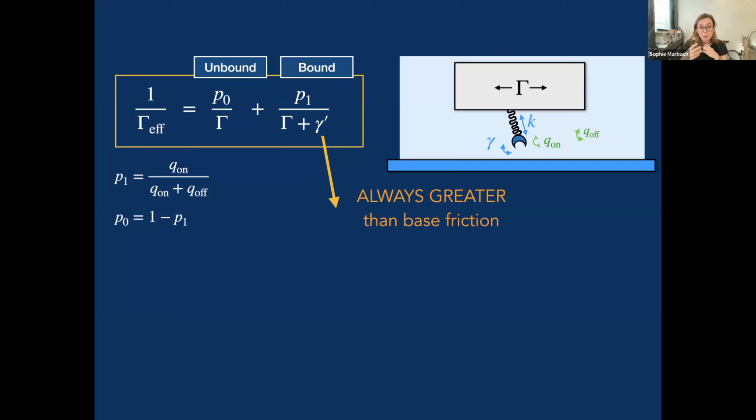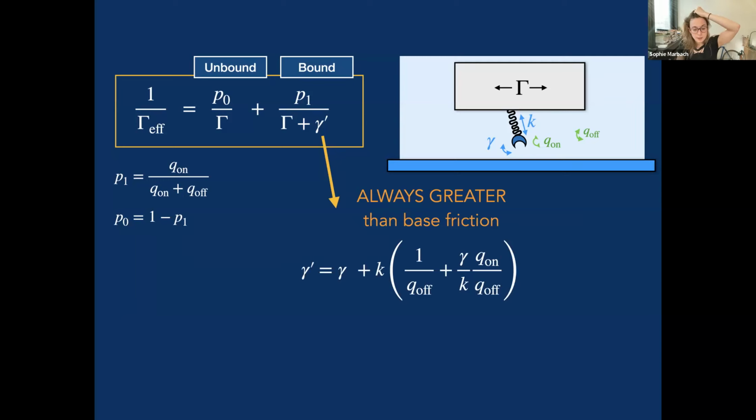What is this gamma prime? Well, first of all, this friction contributing to the bound state is always greater than the base friction of my particle. And that makes sense because my particle is now attached to the surface via the leg, and that makes it harder to move. And what goes in there? Well, all my parameters go in there.